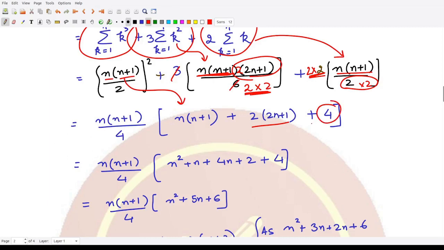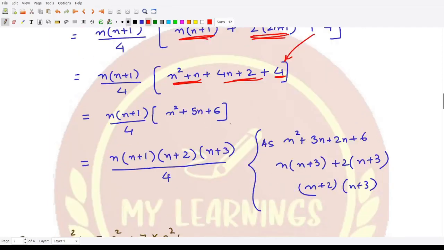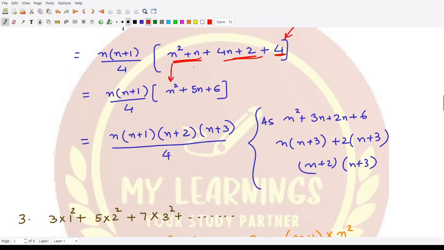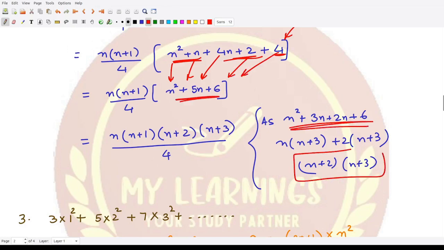Next you can simplify the terms, multiply the terms here, and write this 4 as such, and then add up the like terms, so that you have this expression. You can now factorize this expression to get n plus 2 and n plus 3 as its factors. So this is your answer.